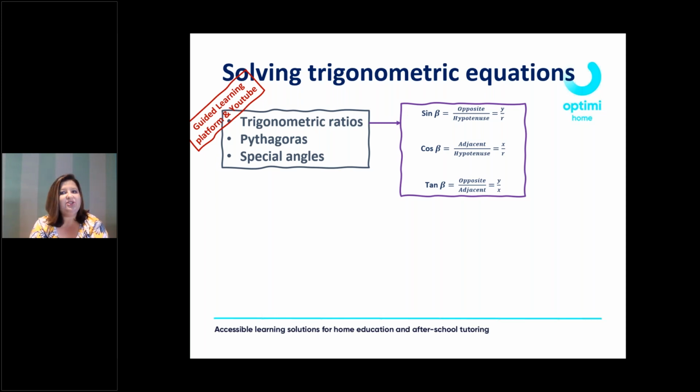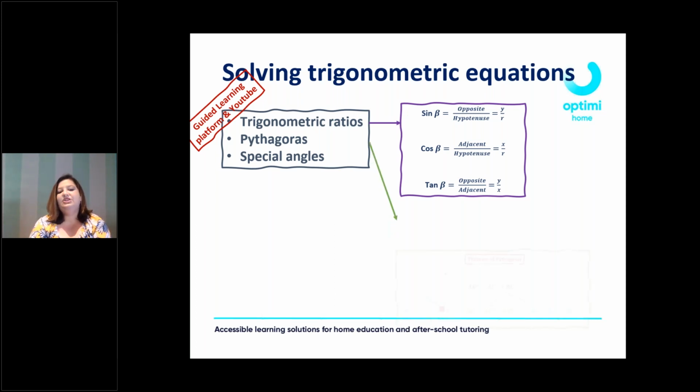Right, so we said that sine theta, or any angle, which is very important, is your opposite over your hypotenuse side, or you can choose to work with your y over your r value. Cos theta is your adjacent over your hypotenuse side, or your x over r, and your tan theta is your opposite over adjacent, which is your y over your x side. All of this you will find in our first webinar. If you didn't join in, you're welcome to go and have a look at that. It's uploaded on the guided learning platform and on the YouTube channel.